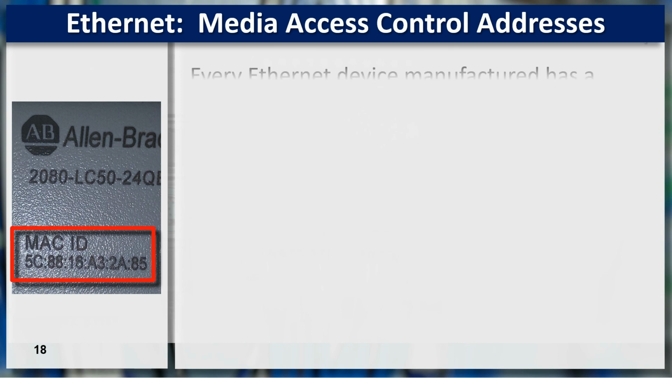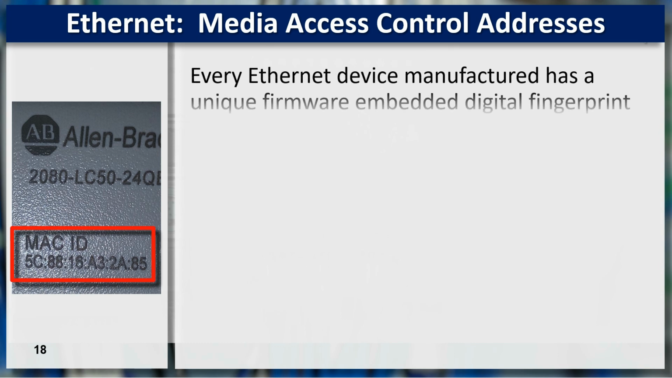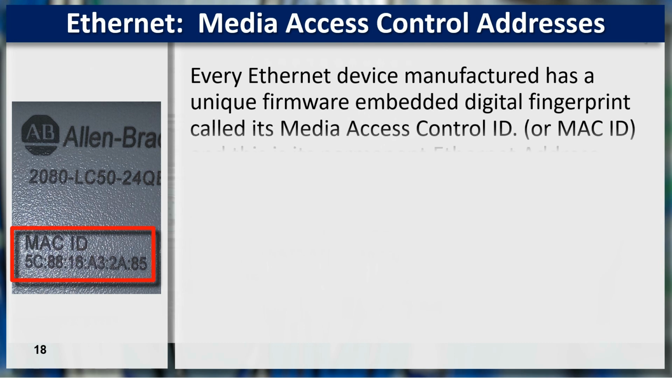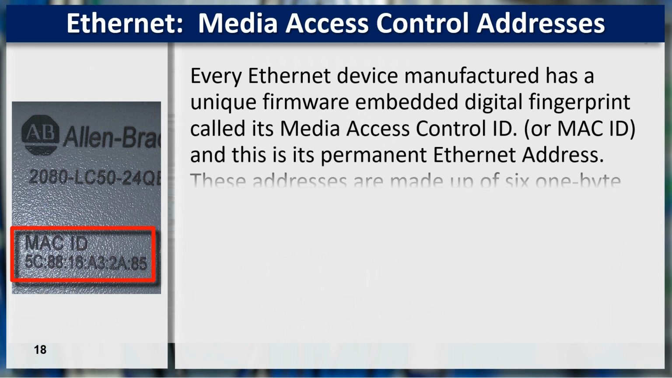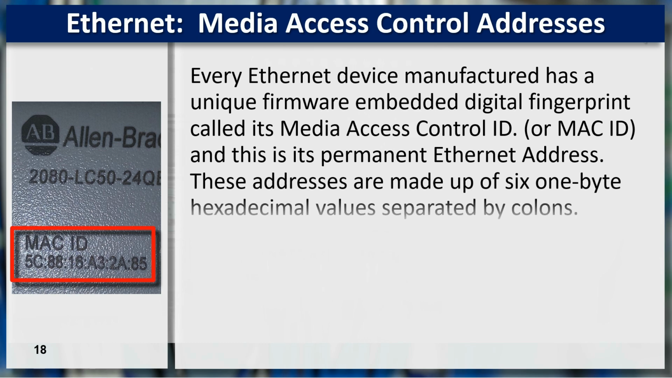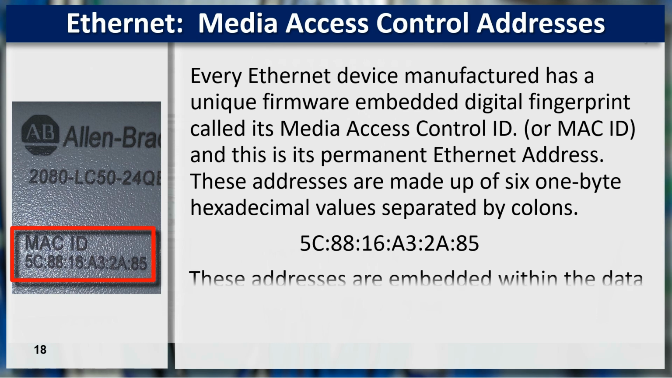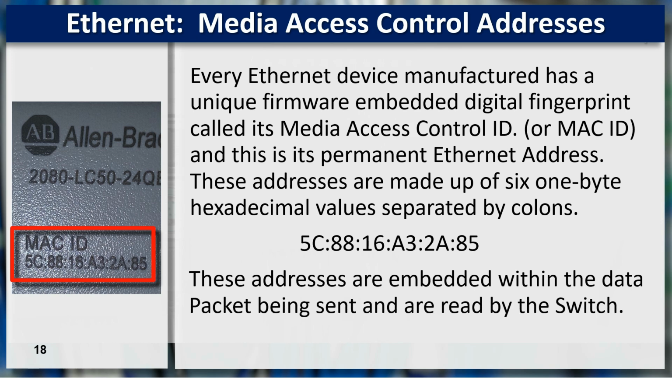Every Ethernet device manufactured has a unique firmware embedded digital fingerprint called its Media Access Control ID, or MAC ID for short. And this is its permanent Ethernet address. These addresses are made up of 6 1-byte hexadecimal values separated by colons. The Allen Bradley shown, for example, is 5C:16:A3:A2:A8:5. These addresses are embedded within the data packet being sent and are read by the switch.